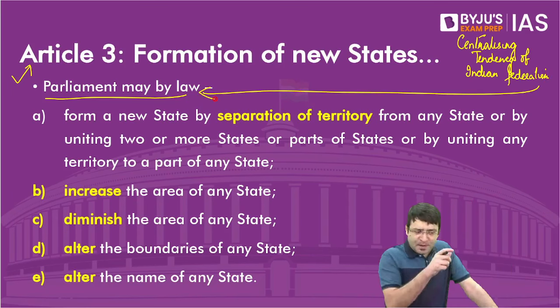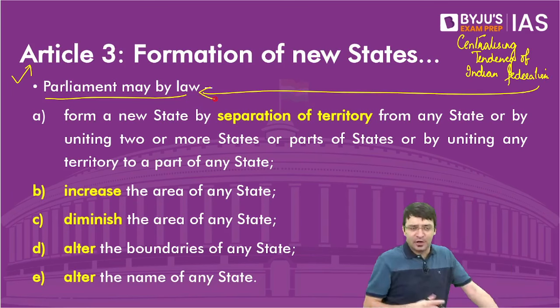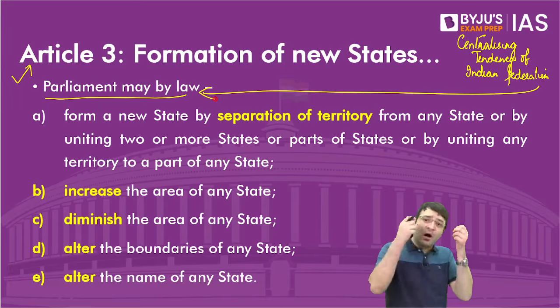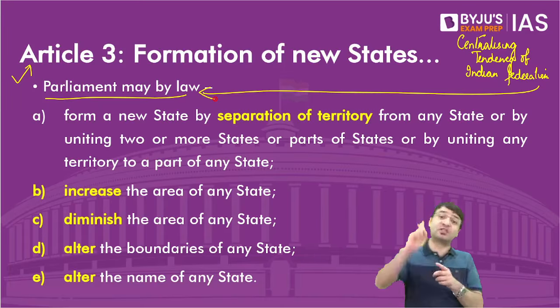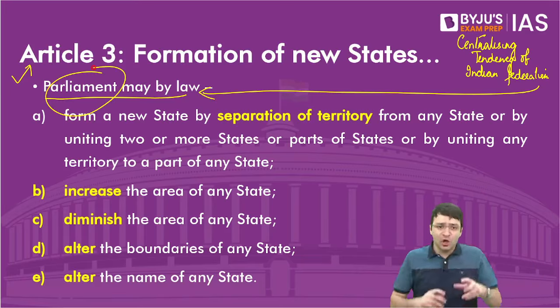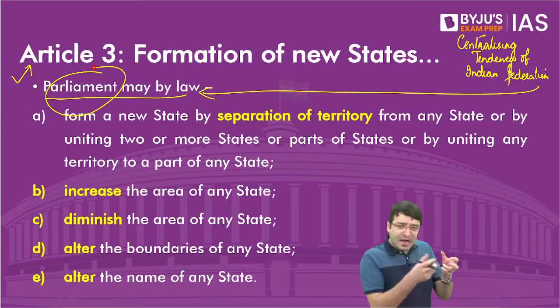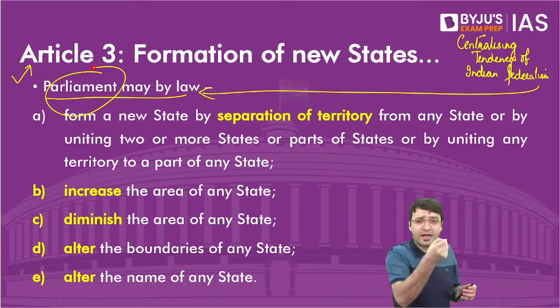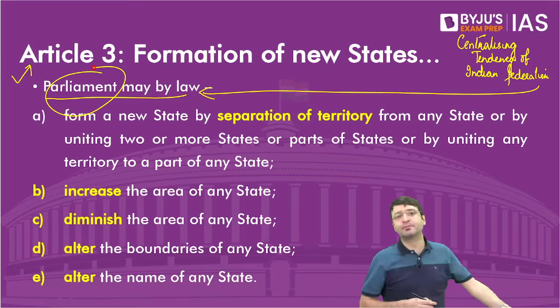That means this power to split a state, to merge two or more states, to change the name of a state, to increase the area of a state, to decrease the area of a state, to alter the boundaries of the state, all this is the power given to the center, which is Parliament. This is not the power given to the states. So the Indian Constitution is biased in favor of a strong center. It creates the center as a strong entity as compared to the states.